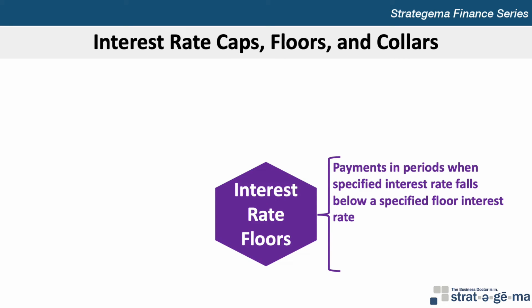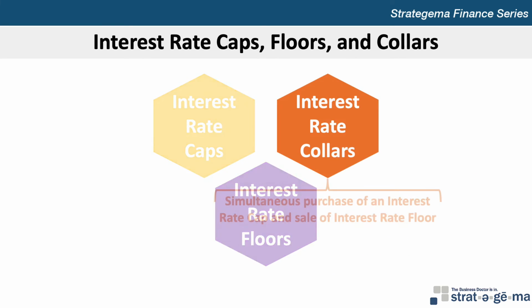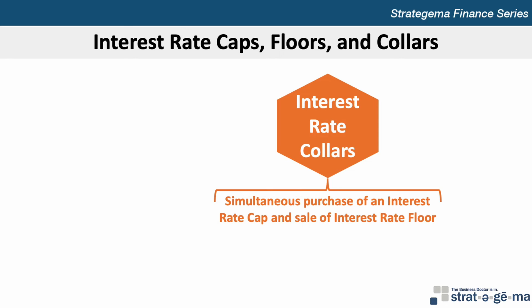An interest rate floor offers payments in periods when a specified interest rate index falls below a specified floor rate. The interest rate floor can be used to hedge against lower rates in the same manner that the interest rate cap hedges against higher interest rates. An interest rate collar involves the purchase of an interest rate cap and the simultaneous sale of an interest rate floor. Any financial institution that desires to hedge against the possibility of rising interest rates can purchase an interest rate collar.